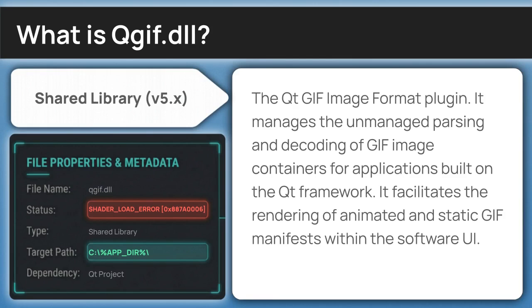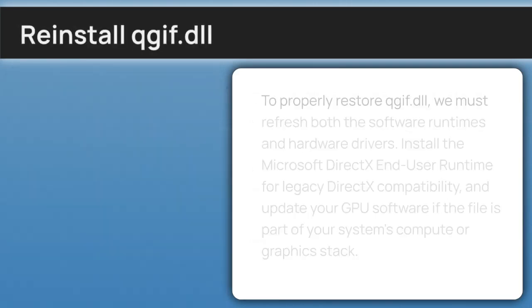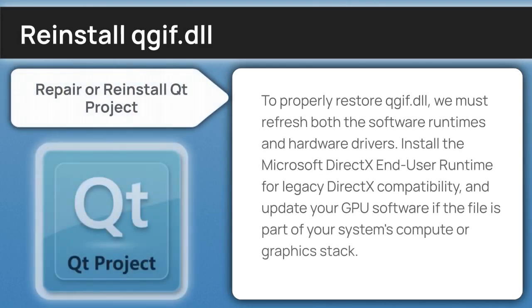Now that the background is clear, let's walk through the actual installation steps. To properly restore the Qt GIF Library DLL, we must refresh both the software runtimes and hardware drivers. Install the Microsoft DirectX end-user runtime for legacy DirectX compatibility, and update your GPU software if the file is part of your system's compute or graphics stack.